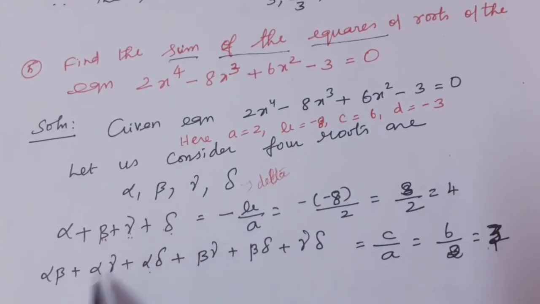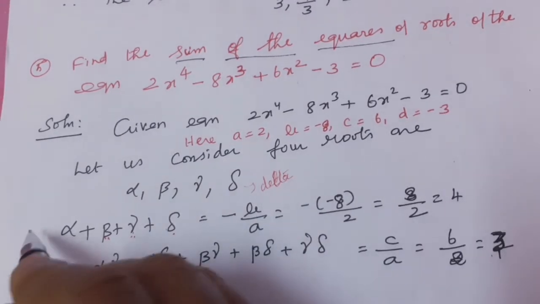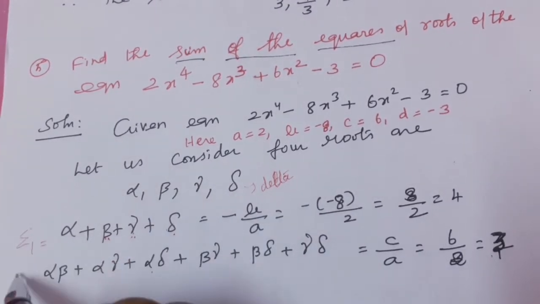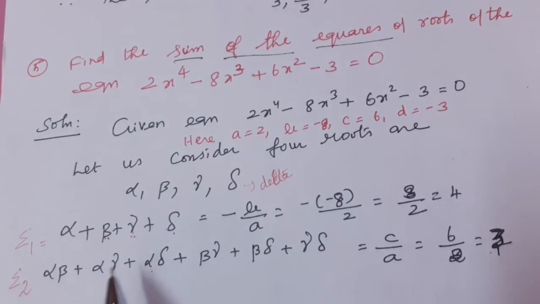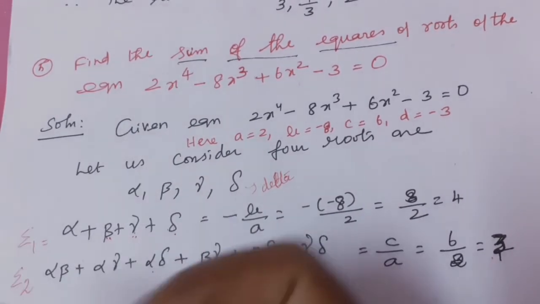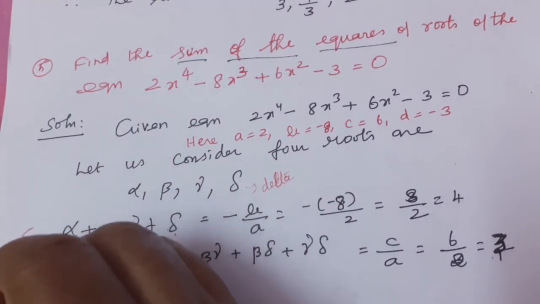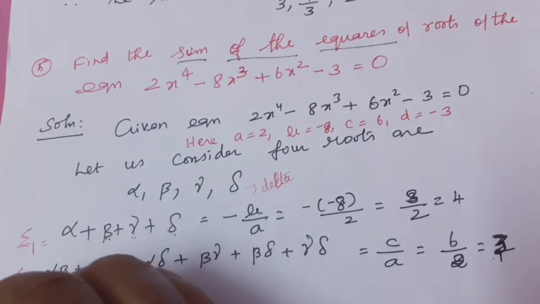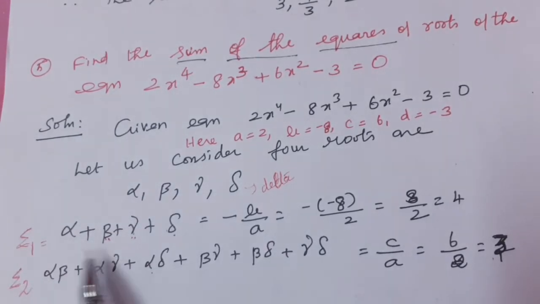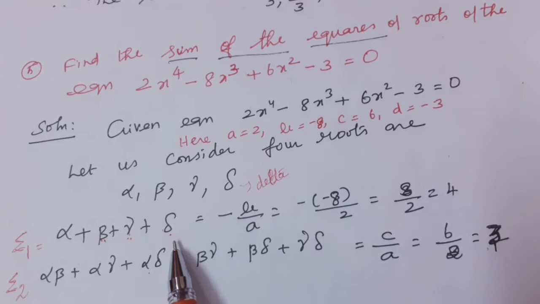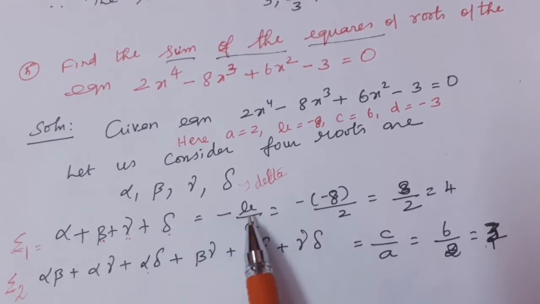Similarly, we find summation of 1, summation of 2. Simply add the single individuals, that means summation of 1. Summation 1 is alpha plus beta plus gamma plus delta. We add the 4 roots. That is nothing but what?